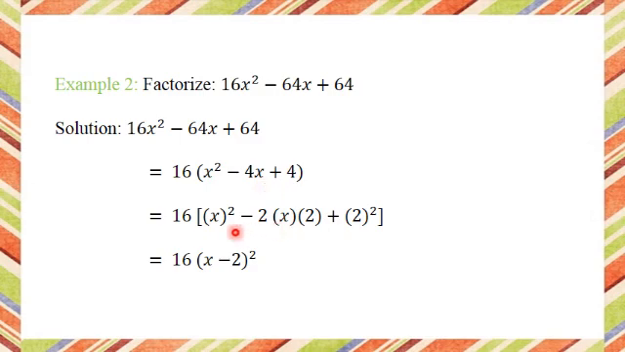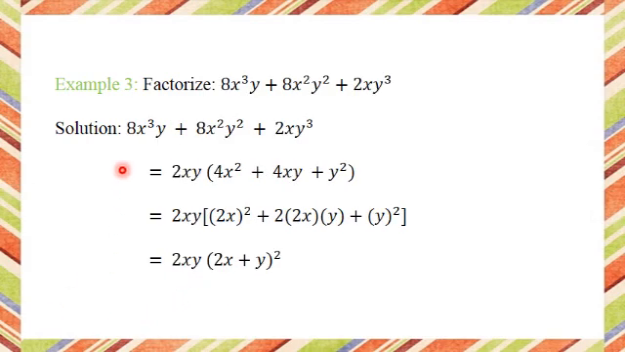And now we are going to close this formula in the form of a minus b whole square, because we have a minus sign with the 2ab, so it is a minus formula. So in the place of a, write x, in the place of b, write 2. x minus 2 whole square, and the final factorization is 16 into x minus 2 whole square.